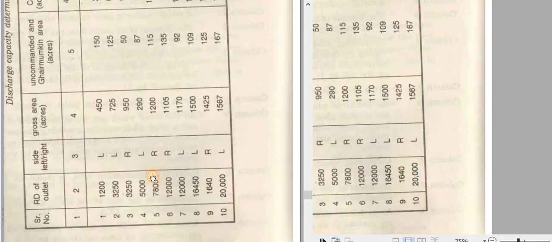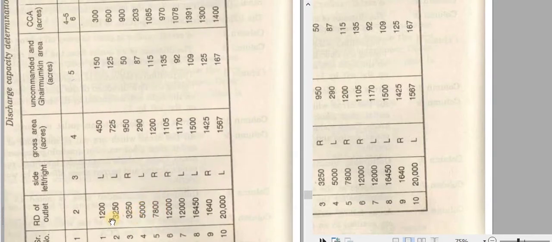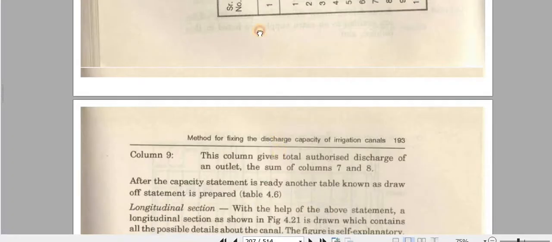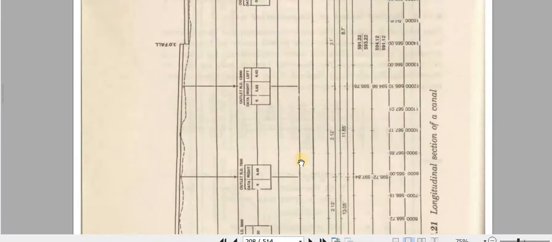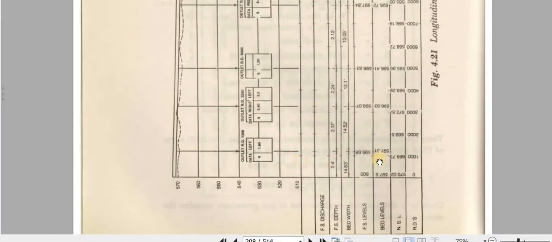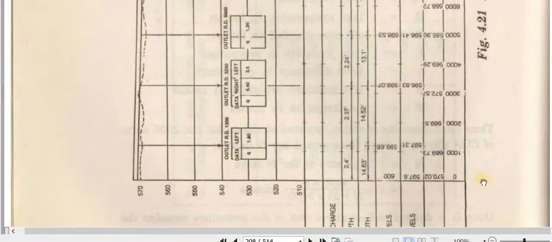I would like to share this map with you. So you have to remember the first four, like this map. So this is the reduced distance, that is 0, where the canal is offtaking, and the first outlet is here, at 1200 feet, and it is on the left side. Then we have another outlet which is at this point.